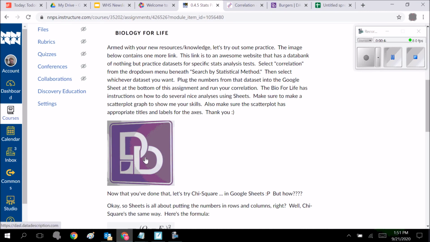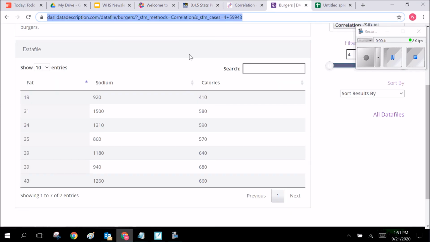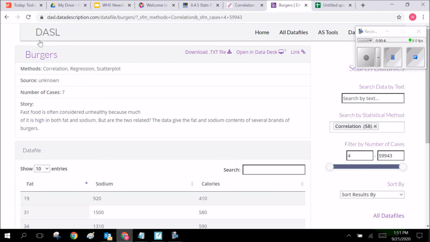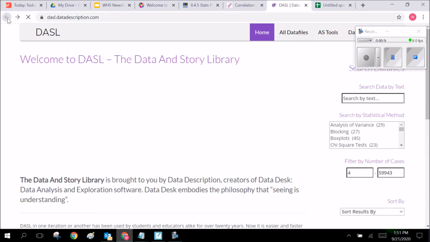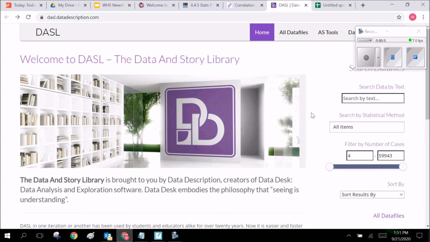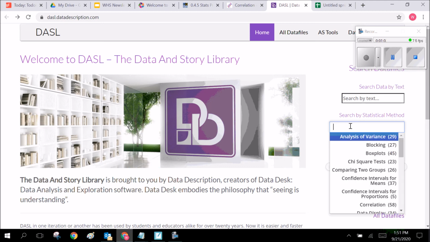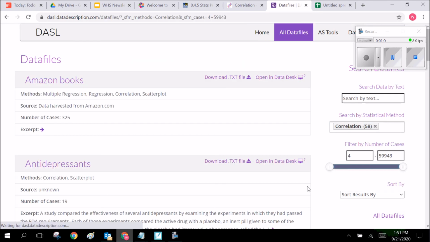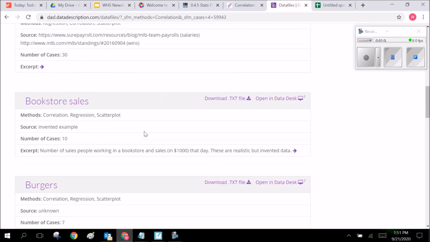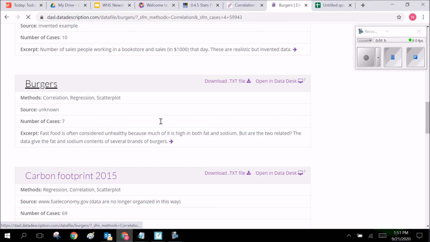So the next thing you're going to click is this link right here, and it's going to take you to, and let me go ahead and take it back to the home so you can see. It's going to take you to this home, and basically DSL is a website that allows you to have access to all kinds of data sets, and these are really good for practicing statistical analysis. And we can actually go in and choose what kind of statistical analysis we want. So we're going to start with correlation. And because I like burgers, we're going to choose the burgers one.